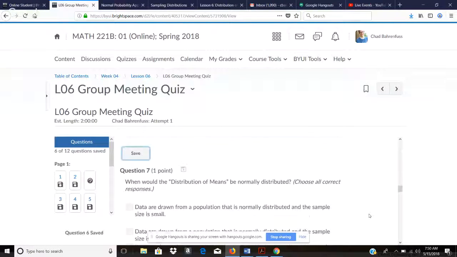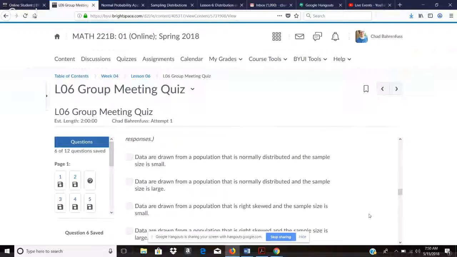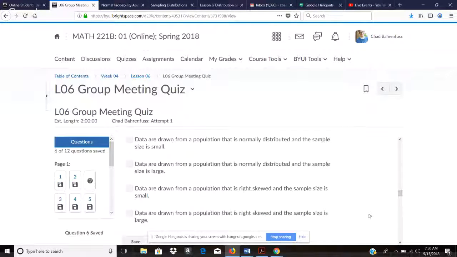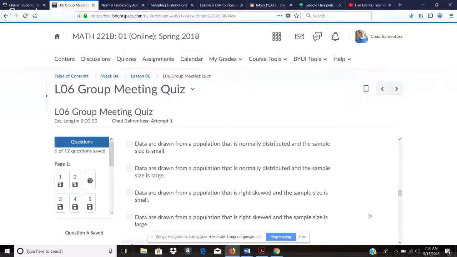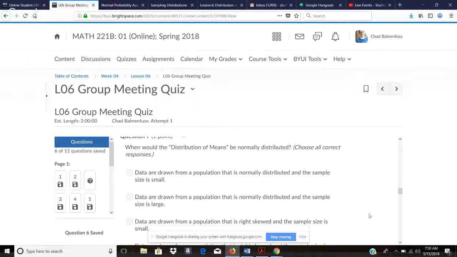When would the distribution of means be normally distributed? Choose all the correct responses. Data are drawn from a population that's normally distributed and the sample size is small. Data are drawn from a population that's normally distributed and the sample size is large. Data are drawn from a population that's right skewed and the sample size is small. Data are drawn from a population that's right skewed and the sample size is large. So when would the distribution of means be normally distributed?